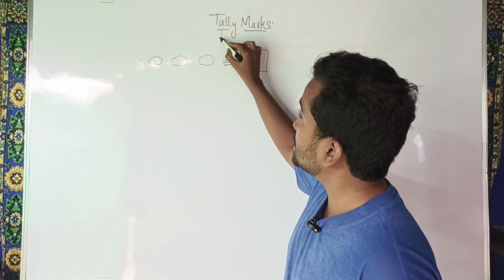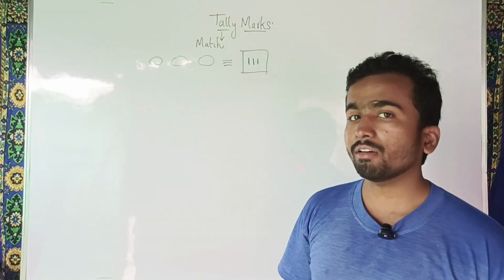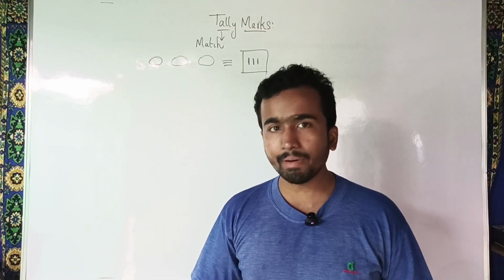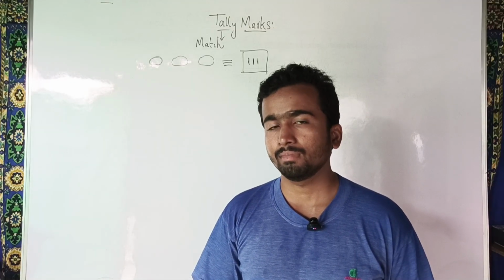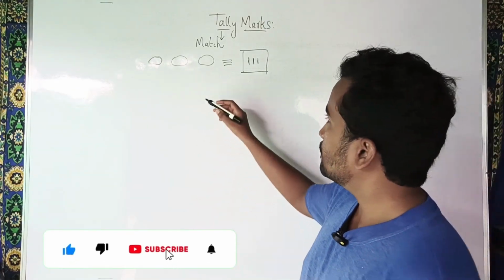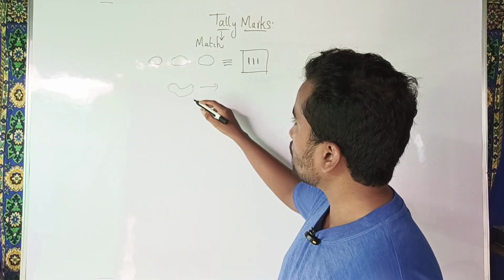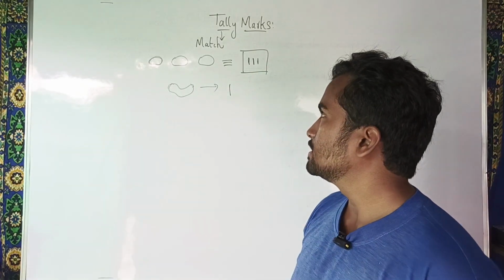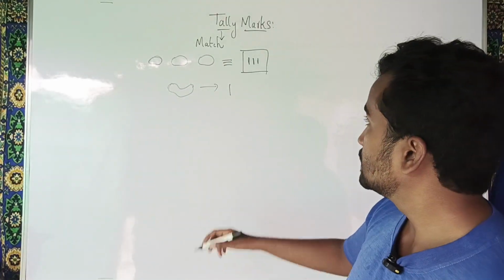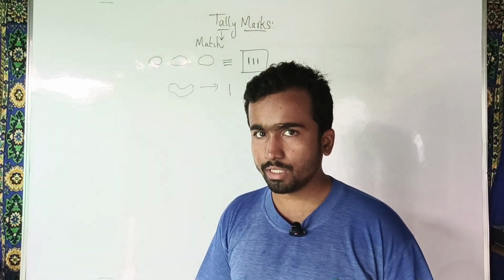The word itself, tally, implies match. In our daily speaking, we say that the thumbnail got tallied, which means they both got matched successfully. Similarly, we match one stone, one object, with a single line. We match an object with a single line, right? This is how tally marks were probably used.